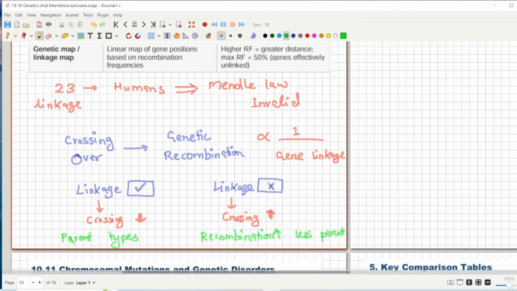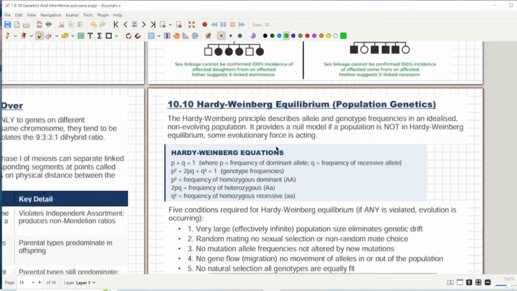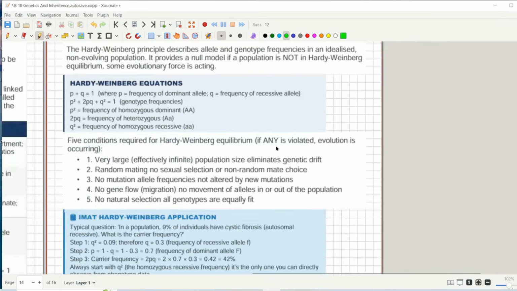So that was the concept about crossing over and gene linkage. So this was about the concept of genetic linkage and crossing over. The last topic is Hardy-Weinberg equilibrium.